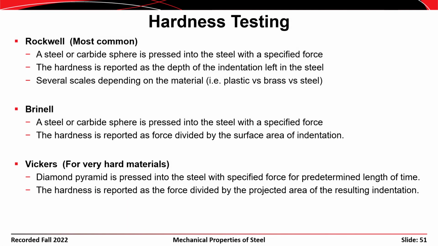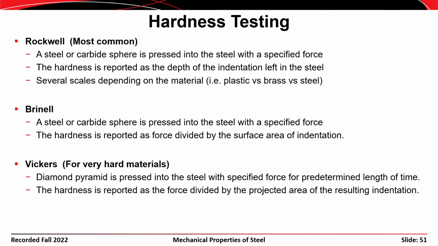Hardness testing is also common, but it isn't as important as tensile strength or as toughness. It's not a primary consideration for us. Hardness can be correlated to strength though. So in some cases where we have material that can't be tested in a tensile test, we can test the hardness of the material and then get an idea of what the strength is based on that hardness.